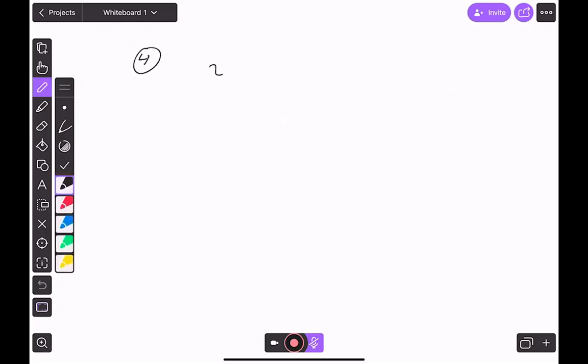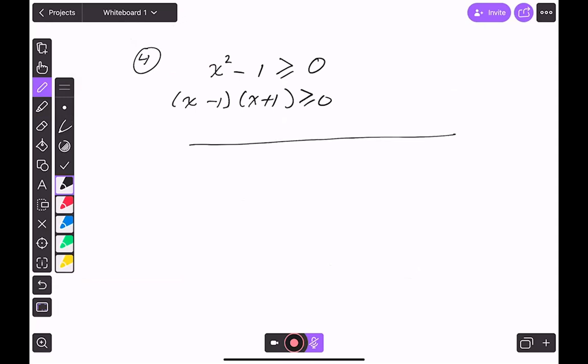This is a polynomial. Its degree is 2, and we have a technique for solving this. And what's that technique? Compared to 0, completely factored. Let's put this down. Okay, we've got it completely factored, compared to 0. Put the zeros down. What are the zeros? Plus or minus 1.